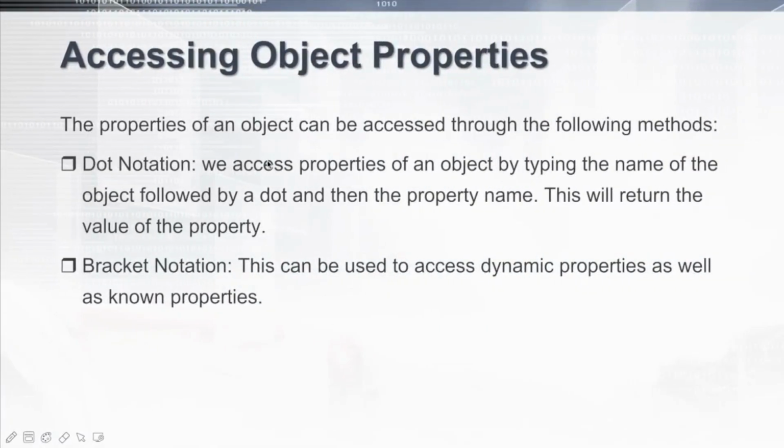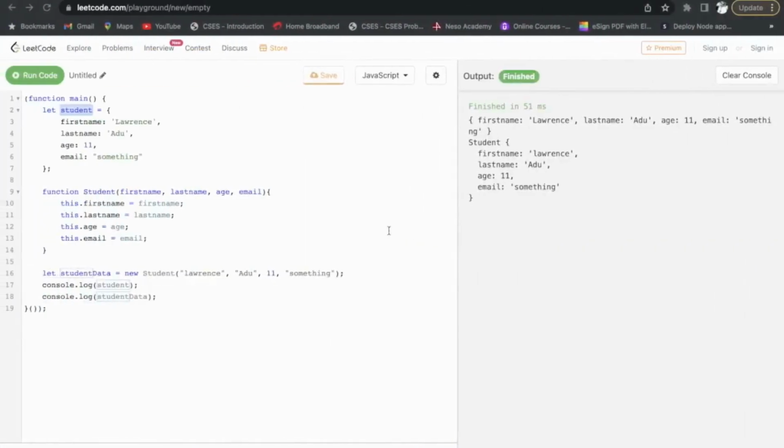So there are different methods we can use, basically two methods. We can access the object property through the dot notation and the bracket notation. Using the dot notation, we access properties of an object by typing the name of the object followed by a dot and then the property name. This will return the value of the property.